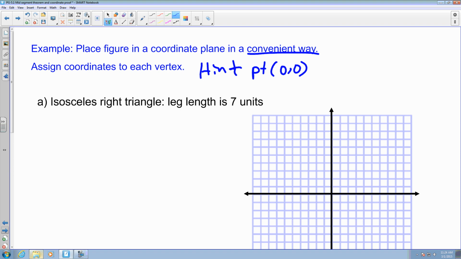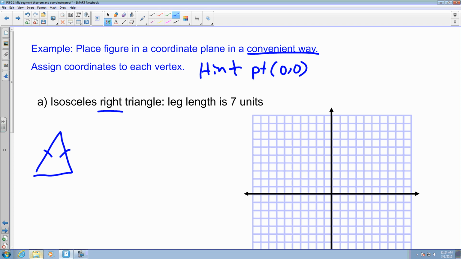First off, they want us to find the coordinates of an isosceles right triangle with leg lengths of 7 units. Now, if you remember back when we talked about classification of triangles, isosceles triangles talk about their sides, and isosceles triangles, if you remember, have at least 2 equal sides.